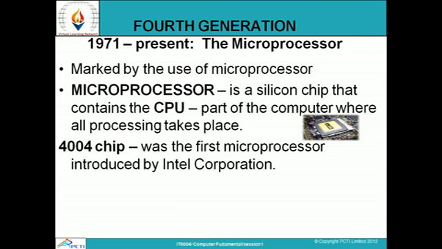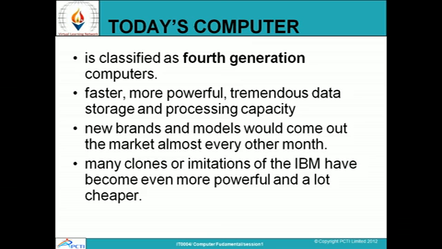When we provide an input or information to the computer, it is processed, and this processing is done in the CPU, which is the main component of a computer. इसमें हमने और देखा है कि 4004 chip थी, which was the first microprocessor introduced by the Intel Corporation. This is today's generation of computer, which is the fourth generation, which is more powerful, faster, and has more capacity than the first, second and third generation of computers.